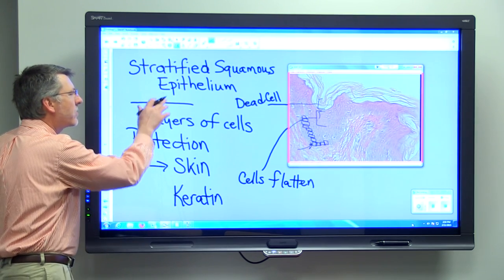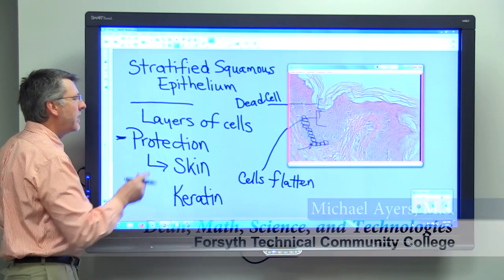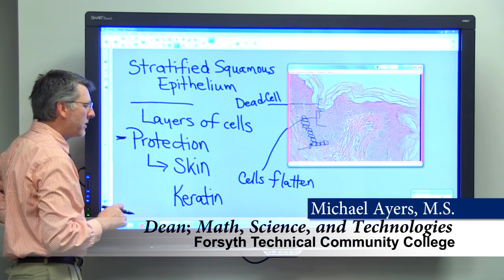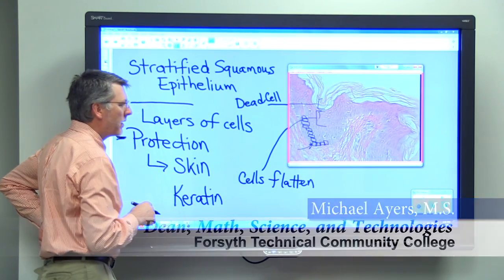So stratified squamous epithelium, its job includes protection mainly. It's made up of many layers of cells. And we find this, for example, in the skin.